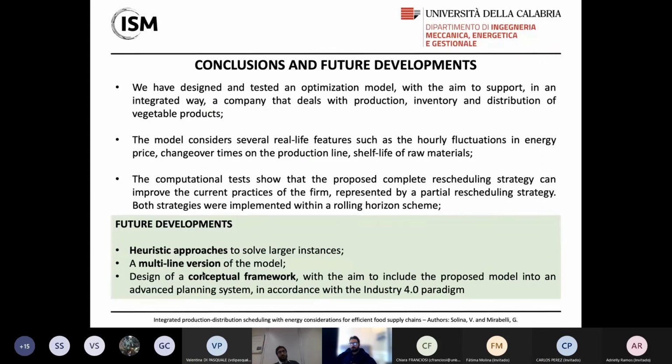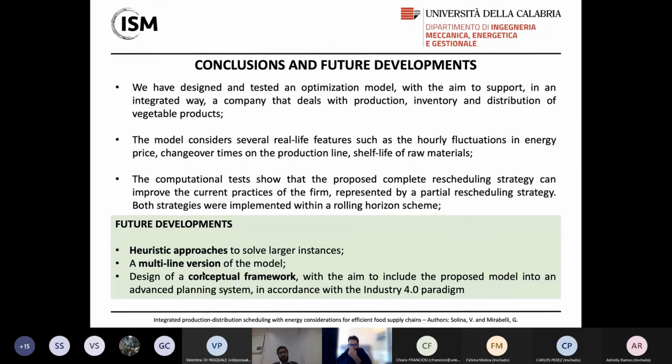Then to sum up, to conclude, we can say that we have designed and tested an optimization model to support a food company with production, inventory, and distribution activities related to vegetable products, in a way that we can consider these activities in an integrated way. The model considers several real-life features, such as the hourly fluctuations in energy price, the changeover times on the production line, and the shelf life of raw materials. The computational tests show that the proposed complete rescheduling approach is better than the partial rescheduling typical of the company.